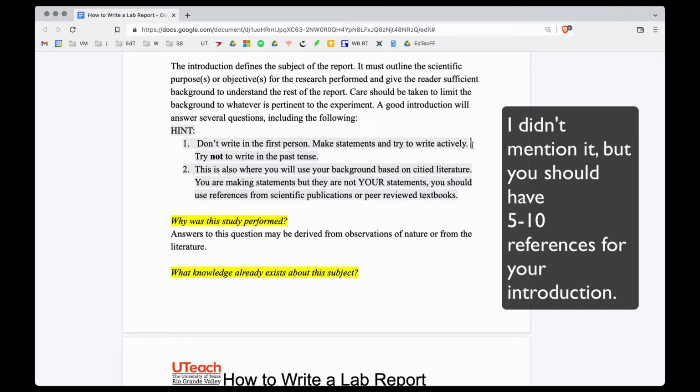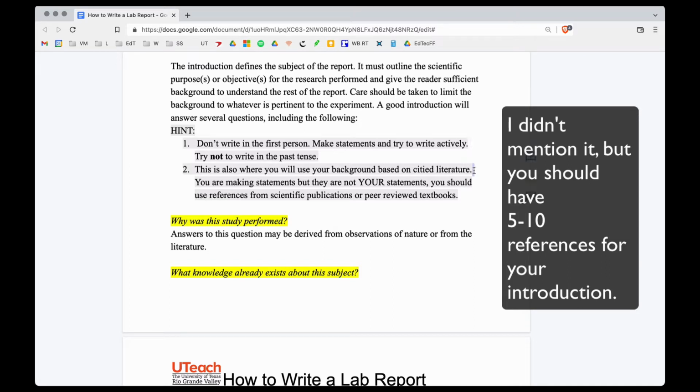So if you see a statement that says, I mixed the chemicals, you might want to change that statement to the chemicals were mixed. And that's not even very detailed, but we'll get into that later. Try not to write in the past tense. Sometimes it's difficult, I get it, but you want to make an attempt to write in the active sense.